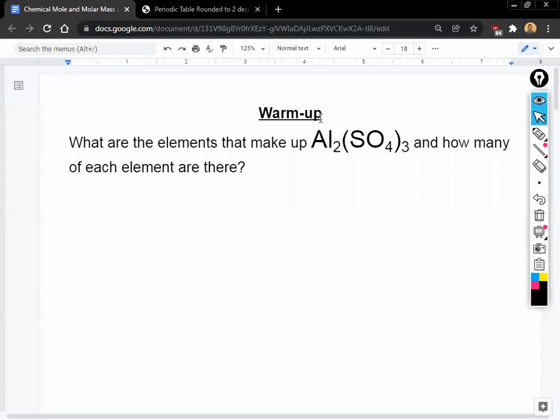What we're gonna do is figure out how many of each element are inside this molecule. If you know how to do this, you can just ignore me for a little bit and finish it up, but make sure you're following along. So let's start with this molecule right here.